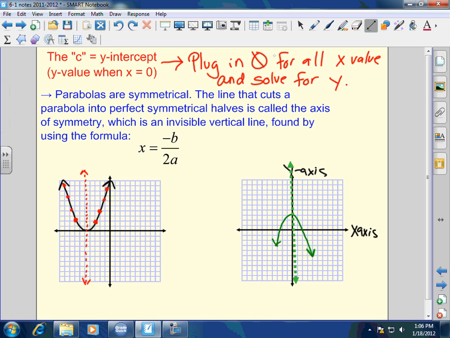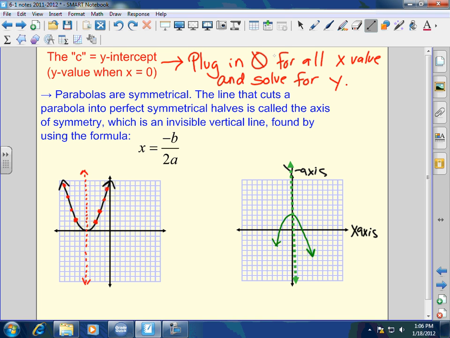Okay, I'm cutting it in perfect half. The line that cuts the parabola in perfect halves is called the axis of symmetry. Is everyone with me so far? So far we know that a parabola is a U-shape.